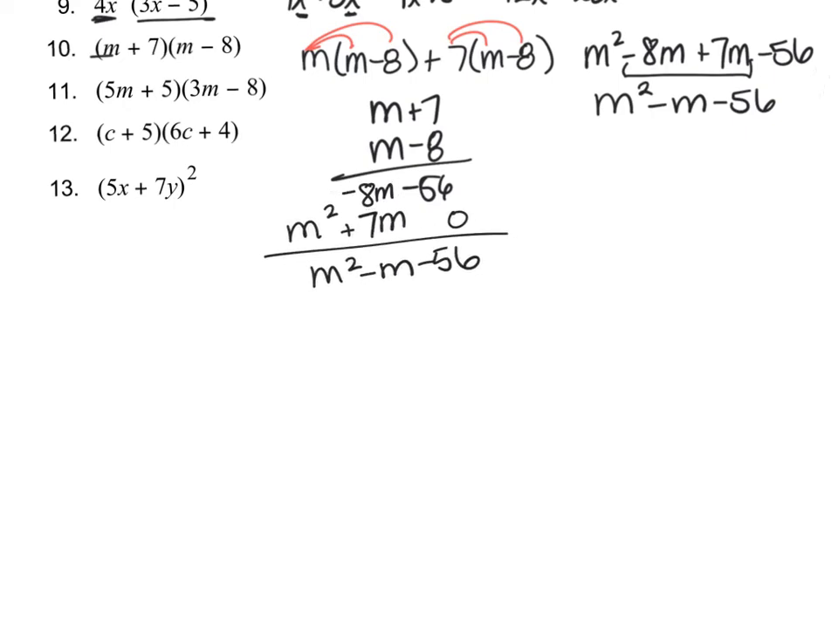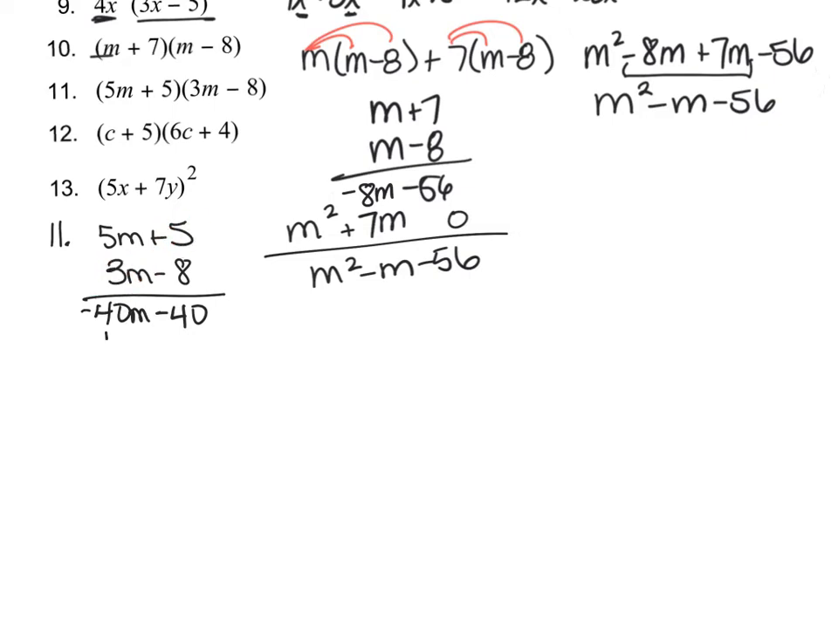All right, let's look at number 11. 5m plus 5 times 3m minus 8. I really love the vertical multiplication. I think it's very organized and it works really well, especially when there's lots of terms to multiply out. So negative 8 times 5 is negative 40. Then negative 8 times 5m, that's negative 40m. And then we're going to multiply 3m times 5.